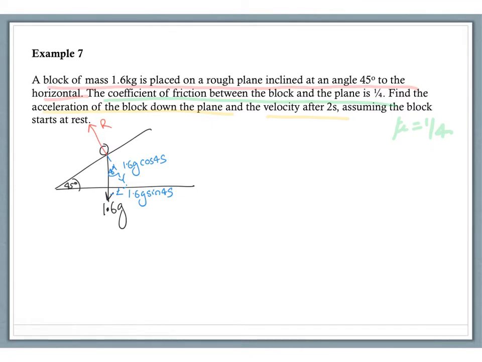So this gives us some additional information. We're told that the block accelerates down the plane, which means friction must be opposing this motion, up the plane like so. So let's have a look at the forces perpendicular to the plane. We know that the forces are balanced. There's no movement perpendicular to the plane. There cannot be a resultant force, so the reaction force must be equal to 1.6g cos 45.